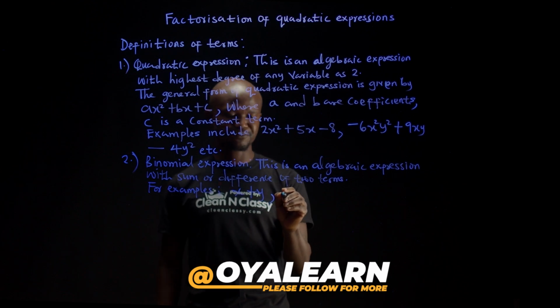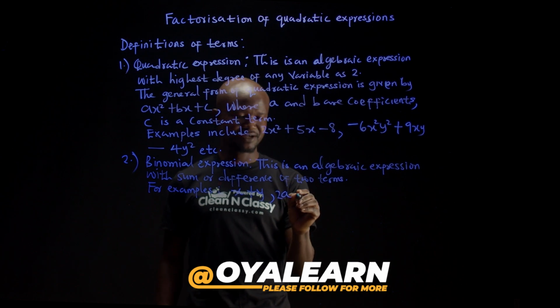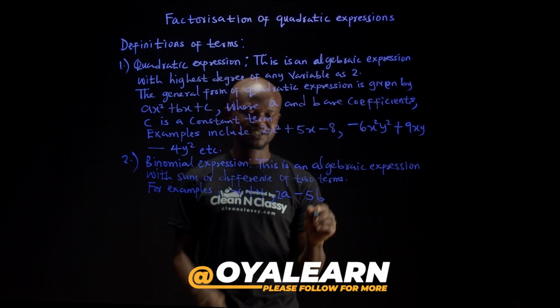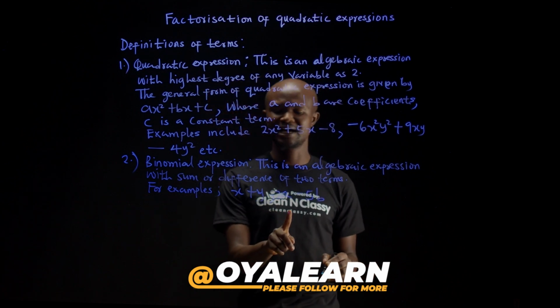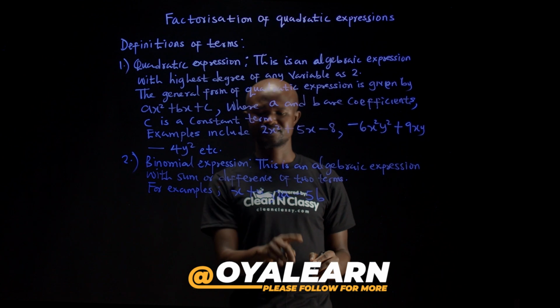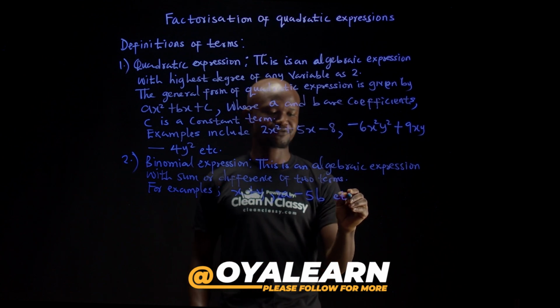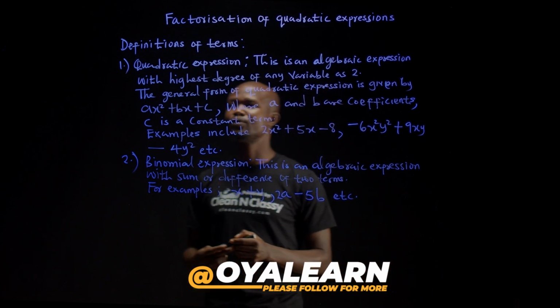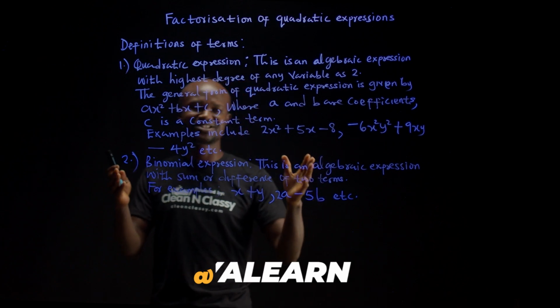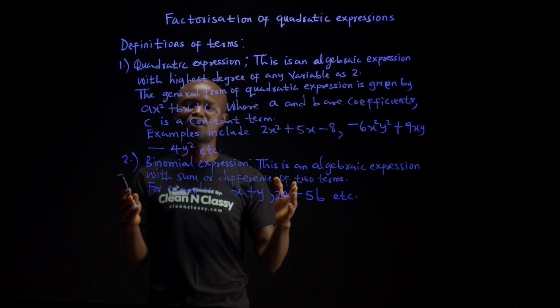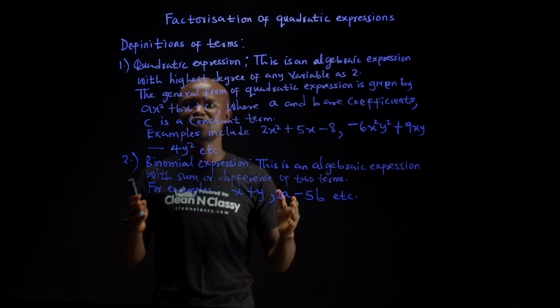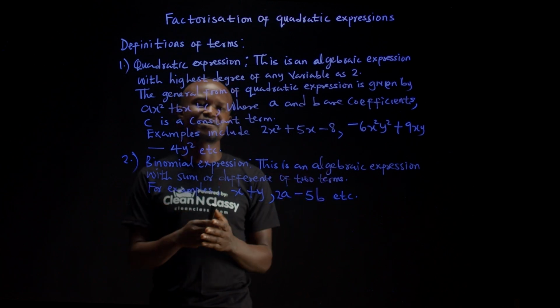We can also have, let's say, 2a minus 5b. This is another example of a binomial expression. We have a lot of them. So these 2 definitions that we have on the board here are very important because they serve as previous knowledge for this particular topic.